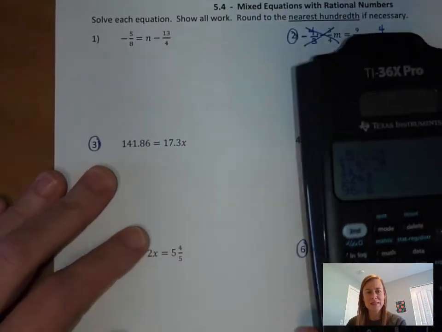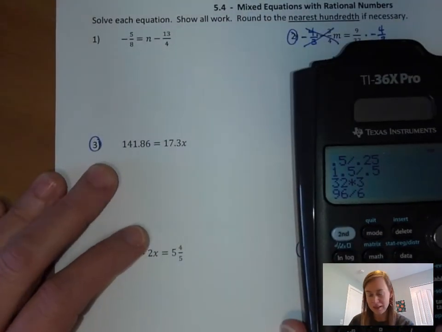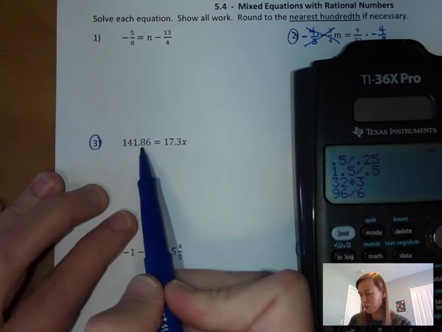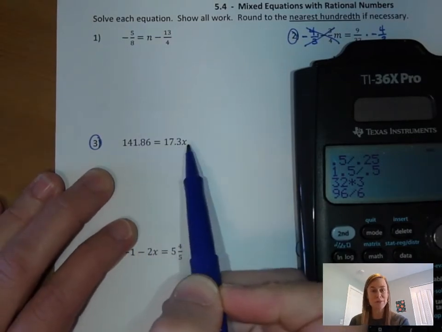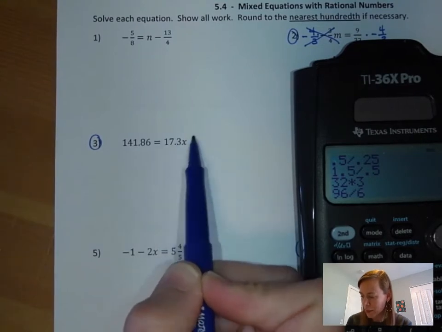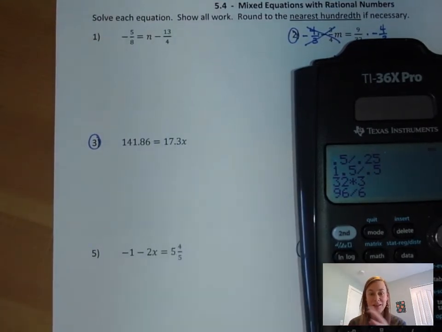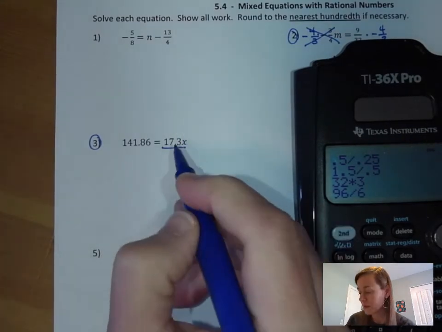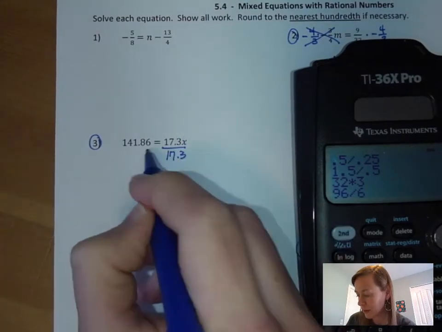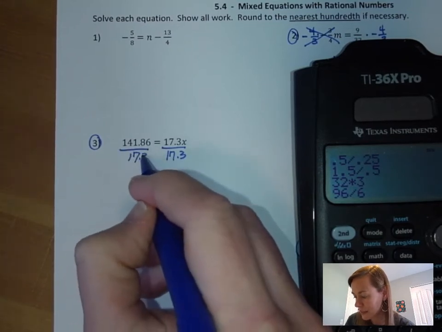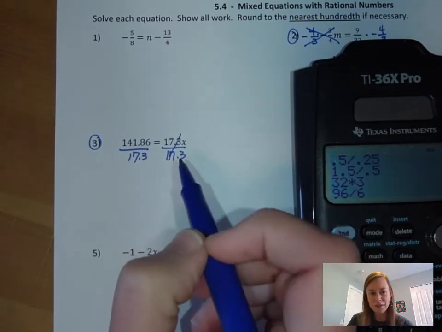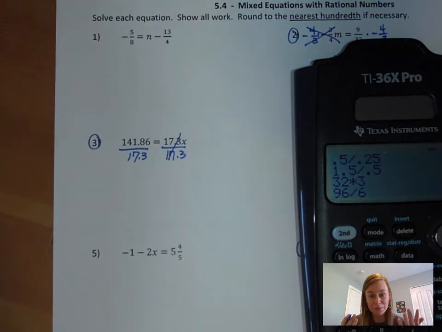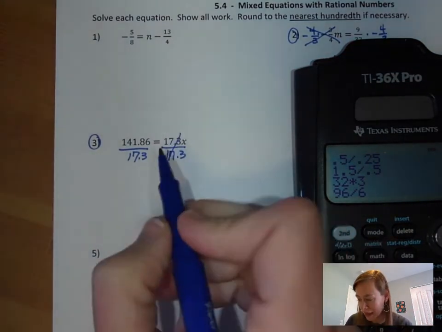Number 3 is a decimal problem, so we're definitely going to want our calculator here. It says 141.86 equals 17.3x. So again, we need to think about what operation is happening here so we can undo it and get that x by itself. Right now it's multiplying, so let's do the opposite, which is dividing. And you're always going to divide by the number that you want to get rid of. In this case, 17.3 is what we want to get rid of. So we're going to divide both sides by 17.3. Over here, they're going to just go to 1, which basically means they're going to go away and we're going to cancel them.